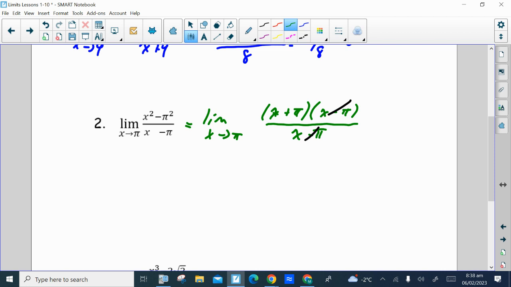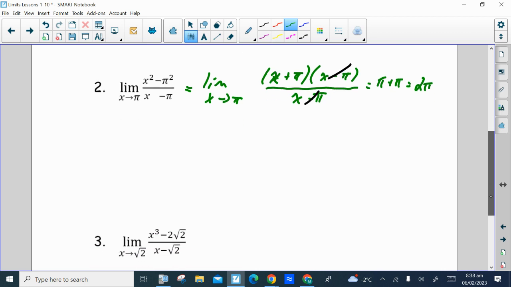And so you're left with the limit as x approaches pi of just x plus pi, so you'll have pi plus pi, or 2 pi. So that function approaches a value of 2 pi, approximately 6.28, as x gets closer and closer to positive pi.